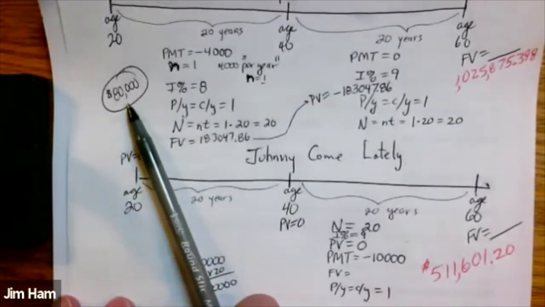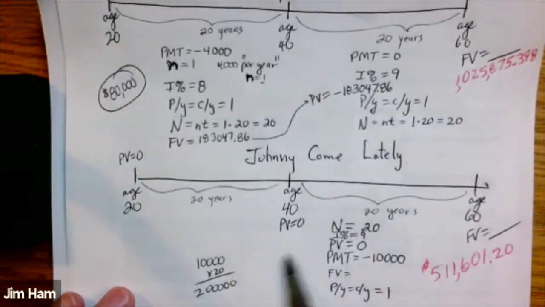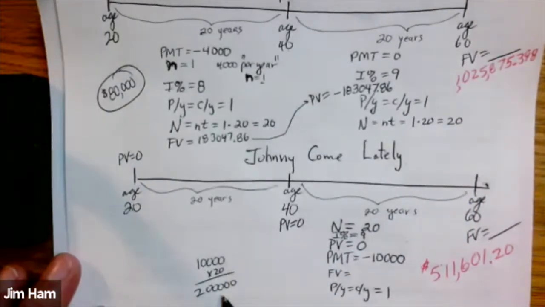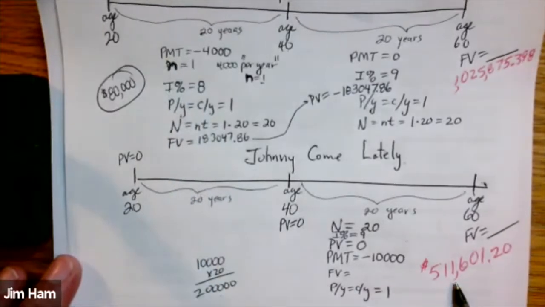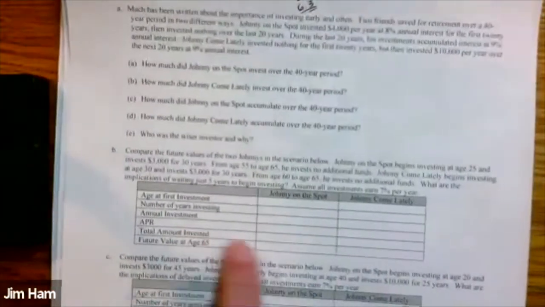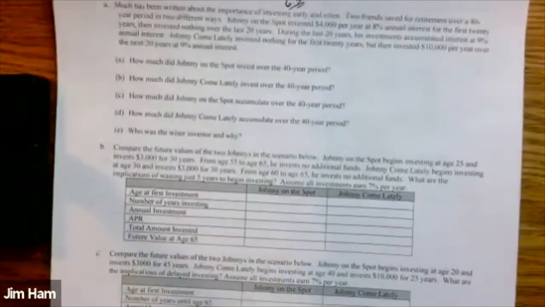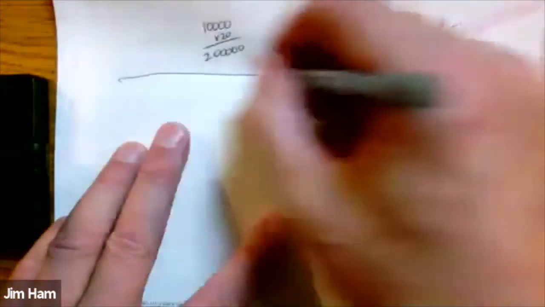Johnny on the Spot invested only $80,000 during that 40-year period and ended up with over $1 million. Johnny Come Lately invested $120,000 more than Johnny on the Spot, but only ended up with half the amount after the 40 years. So this is the power of starting early. All right, there's a table for each of these. So maybe I'll copy down this table and show you how you would fill it out.